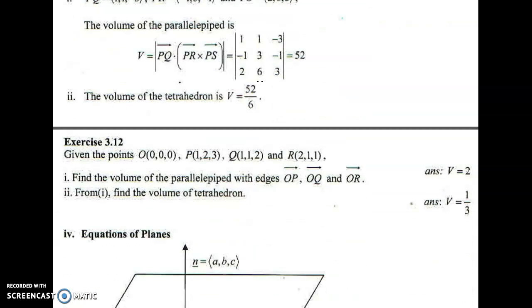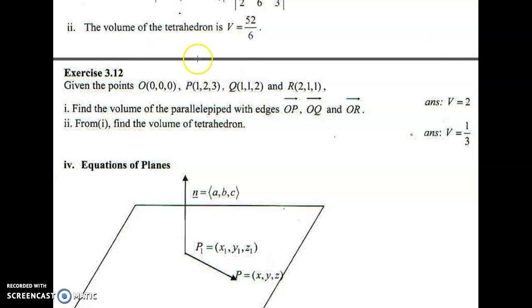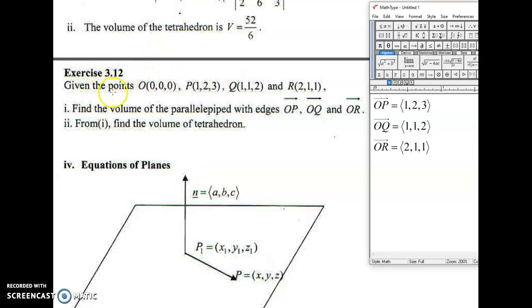Now let's try to discuss exercise 3.12. Given the points O, P, Q, and R, find the volume of the parallel pipe with edges OP, OQ, and OR. So they already give us the 3 vectors that we can use to calculate the volume of the parallel pipe.